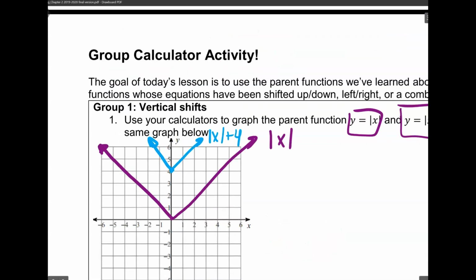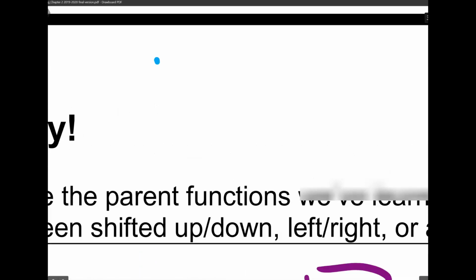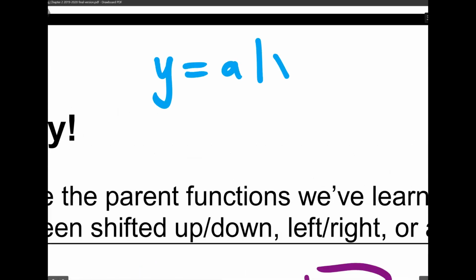Are you ready? At the end, I should be able to give you something like this form. This is the form I'm trying to get you to be good with.